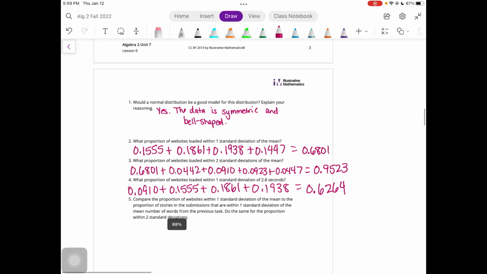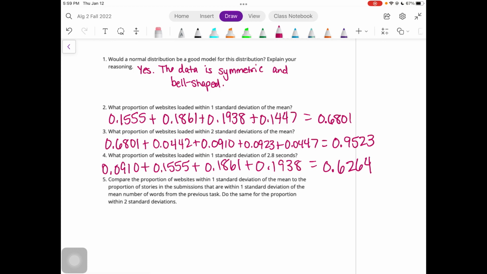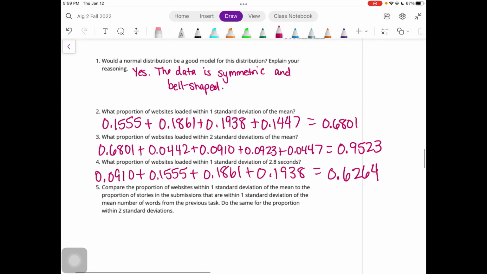Then we're going to compare the proportion of websites within 1 standard deviation of the mean to the proportion of stories, that was in the last part, in the submissions that were within 1 standard deviation of the mean. And then do the same for the proportion within 2 standard deviations. So within 1 standard deviation.